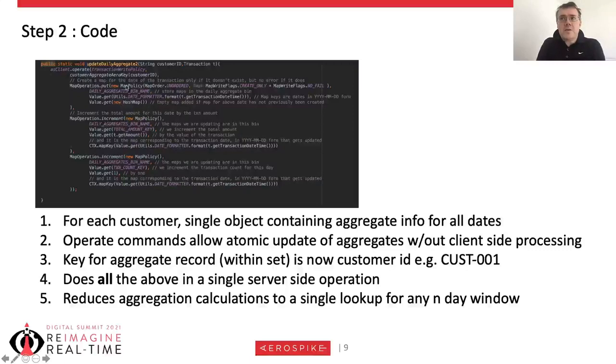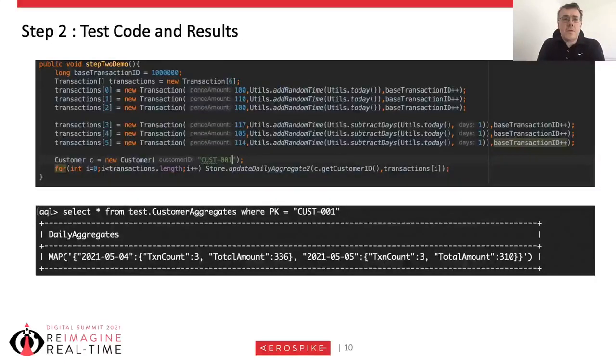Other things to note about what you're seeing here: everything is still being done in a single operation, and point 5 on the slide, I'm just hammering it home. All this aggregate information is now in a single map, in a single record. Okay, so what do we see? What do we see in practice?